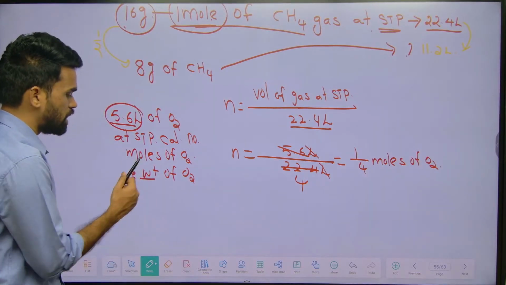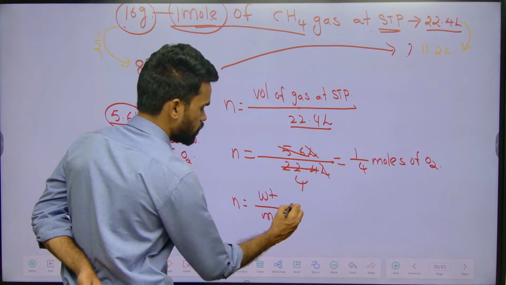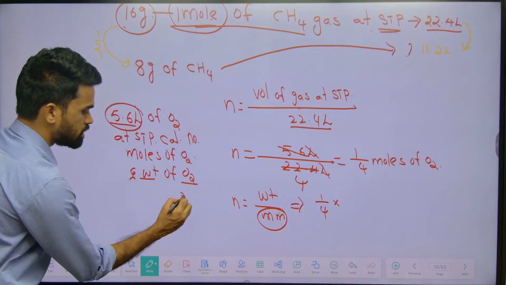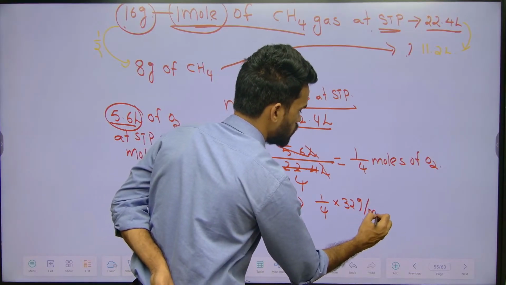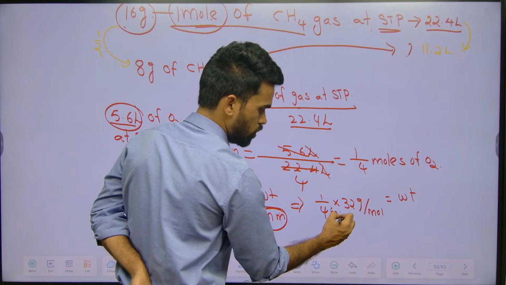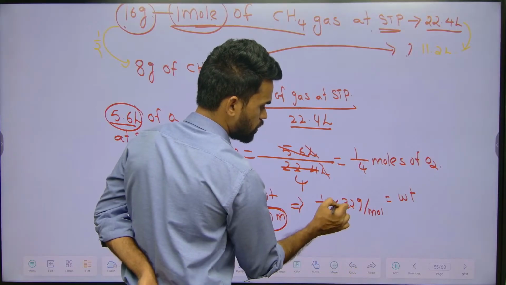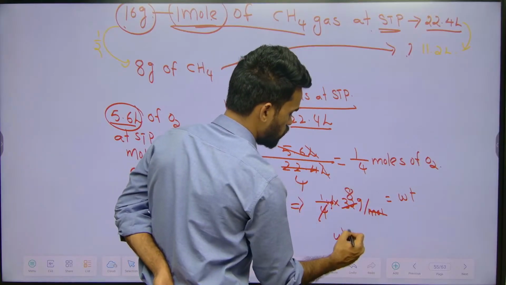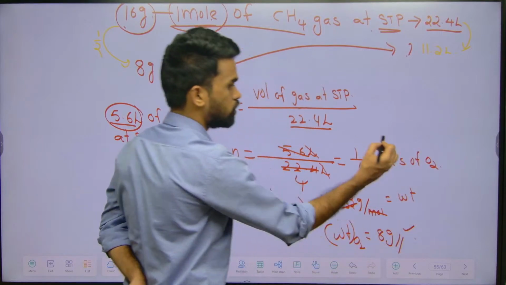From that we can find weight also, because number of moles is weight by molar mass. From here the number of moles is 1/4, and what is the molar mass of O2? This is 32 grams per mole, no? So you take 32 grams per mole. This gives you the weight of the substance. The mole gets cancelled here, so this will be 8. So the weight of O2 will be 8 grams. Like this you need to calculate.